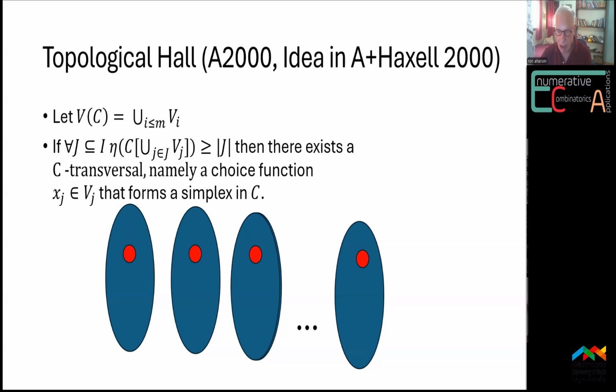Let me repeat it. If every k of the sets here have eta at least k, then there is a C transversal, namely a set of vertices, choosing from each Vi one point, and you want the representatives to form an edge belonging to the complex. Okay?